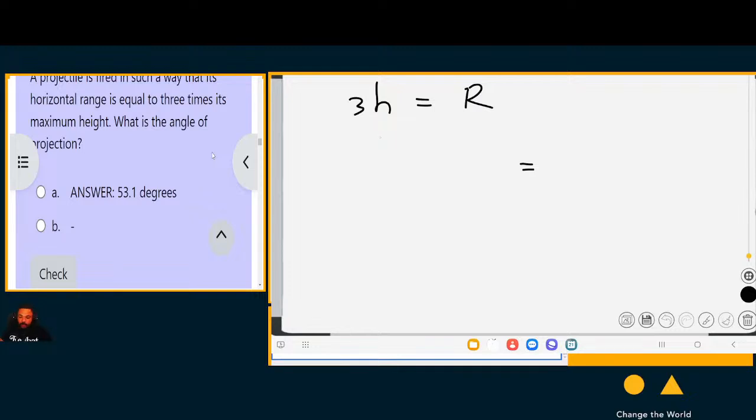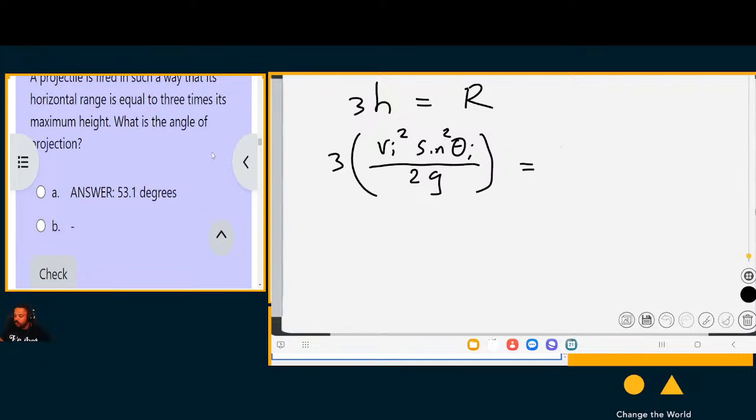To remind you again, the formula for height is V initial squared, don't forget to square, times the sine of the initial angle, and that is also squared, divided by 2g, and that should be equal to the range. Now remember, it should be 3 times the height. Okay, this is the formula for the height, and it should be 3 times the height.